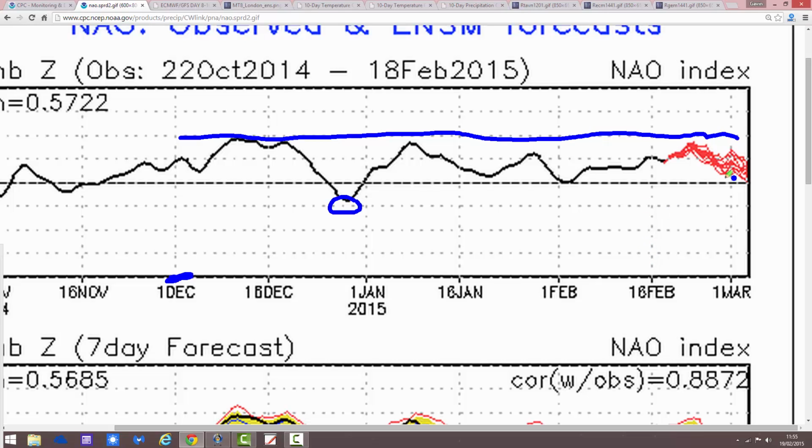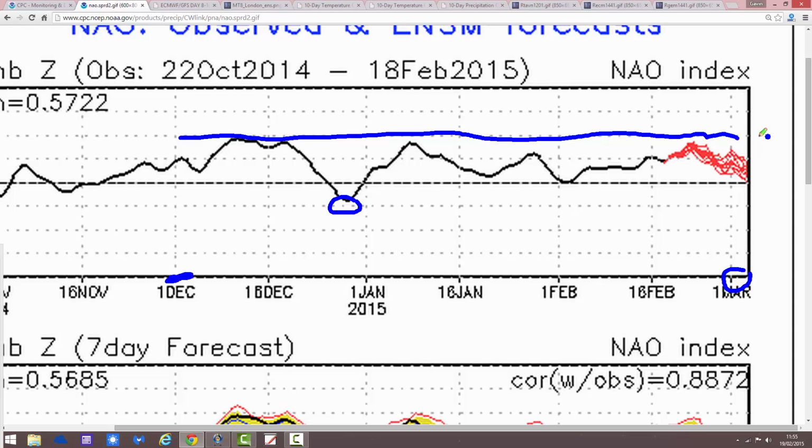And the red lines at the end of the index again tell us that we are likely to be staying very much in positive territory through the rest of the winter and into the start of spring, 1st March, just there. Yeah, we're very much continuing with the positive phase of the North Atlantic Oscillation.